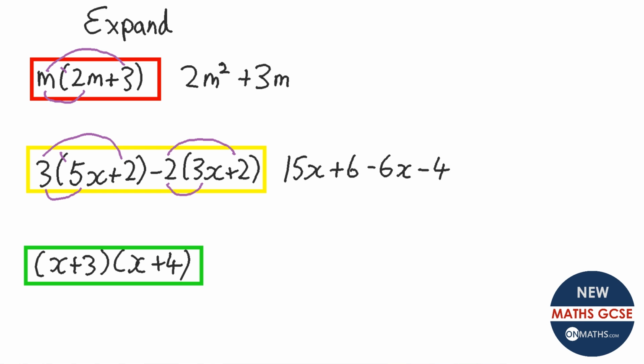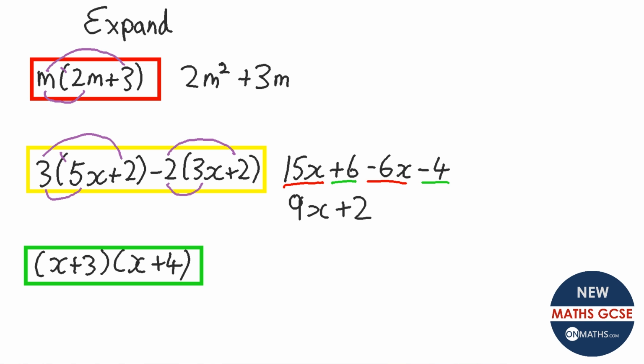Now, another word you'll get with this question is simplify. So it will say expand and simplify. The simplify bit is because we've got x's that can add together, and we've got numbers that can add together. So let's do the x's first. 15x take away 6x is going to be 9x. Positive 6 take away 4 is going to be positive 2. And then that's it.